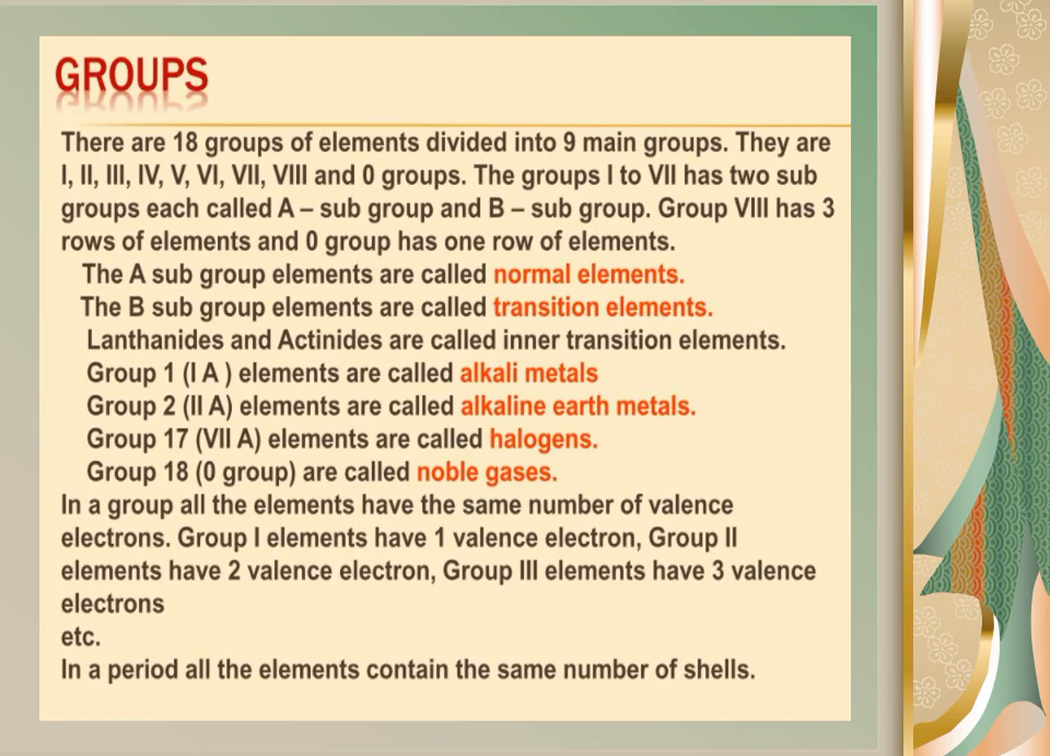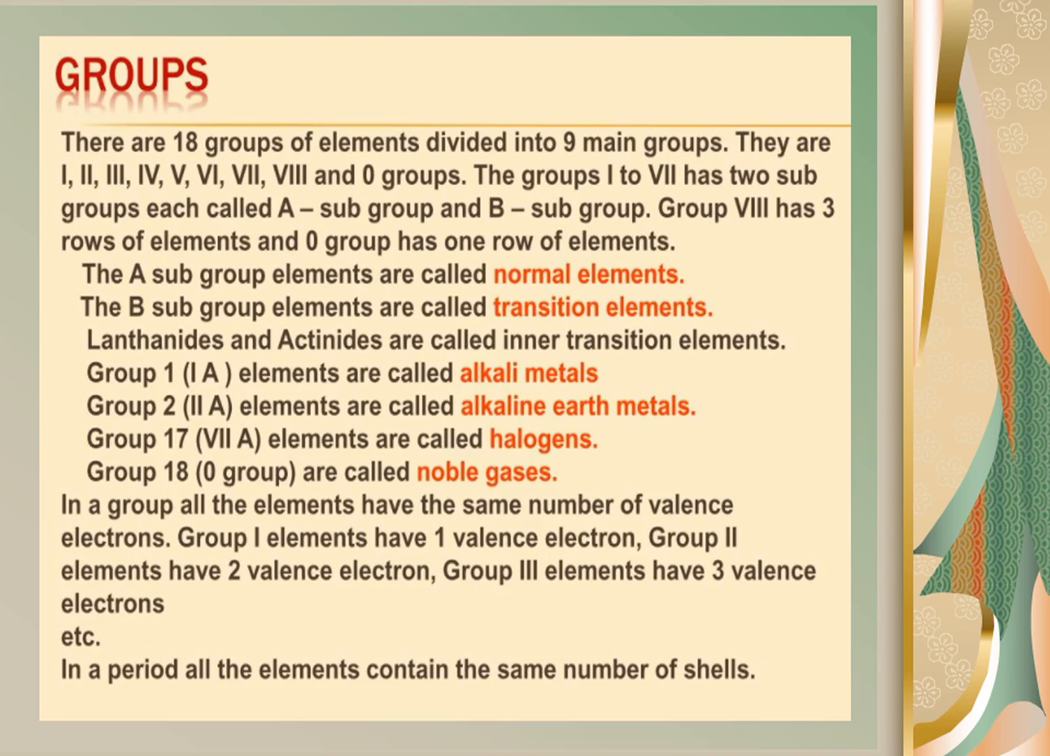There are subgroups: A subgroup elements are called normal elements and B subgroup elements are called transition elements. Lanthanides and actinides are called inner transition elements. So group 1, that is 1A, elements are called alkali metals. Group 2, that is 2A, elements are called alkaline earth metals. Group 17 elements are called halogens and group 18, that is the zero group, are called noble gases.